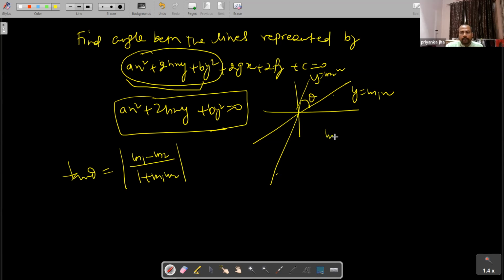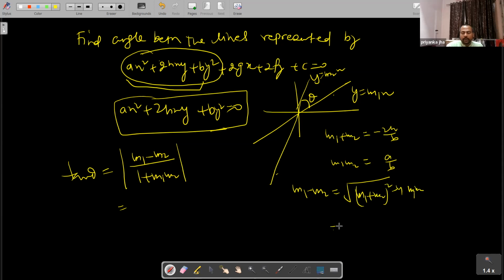You just have to find the sum of the slopes and the product of the slopes. If you don't remember that, just divide by x square. It is b times (y by x) square plus 2h times y by x plus a, where y by x is the slope. So m1 plus m2 is minus 2h by b, and m1 m2 is a by b. Put here. You just have to find m1 minus m2, which can be written as under root of (m1 plus m2) whole square minus 4 m1 into m2. So this is 4h square by b square minus 4a by b.